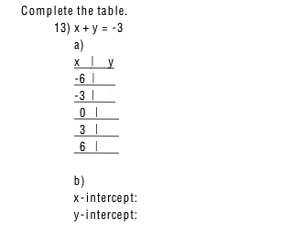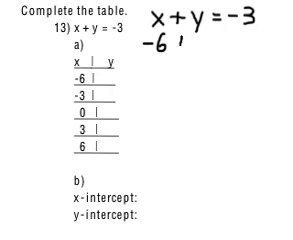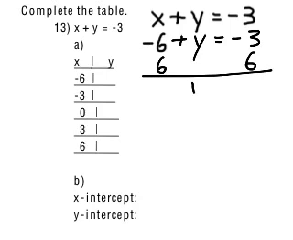Alright, negative 6. Stick it in for x, right? It's in the x column. So we have x plus y equals a negative 3. Negative 6 plus y equals negative 3. Okay, add 6 to both sides. Y equals 3.